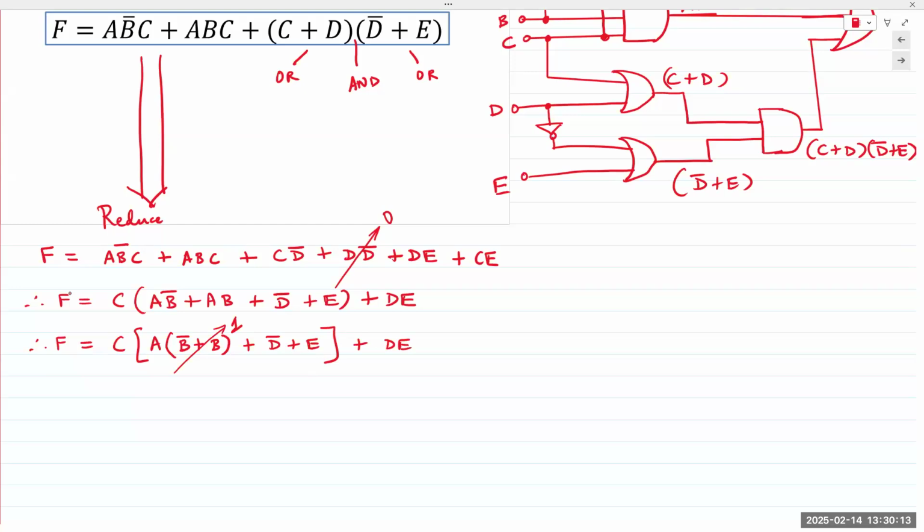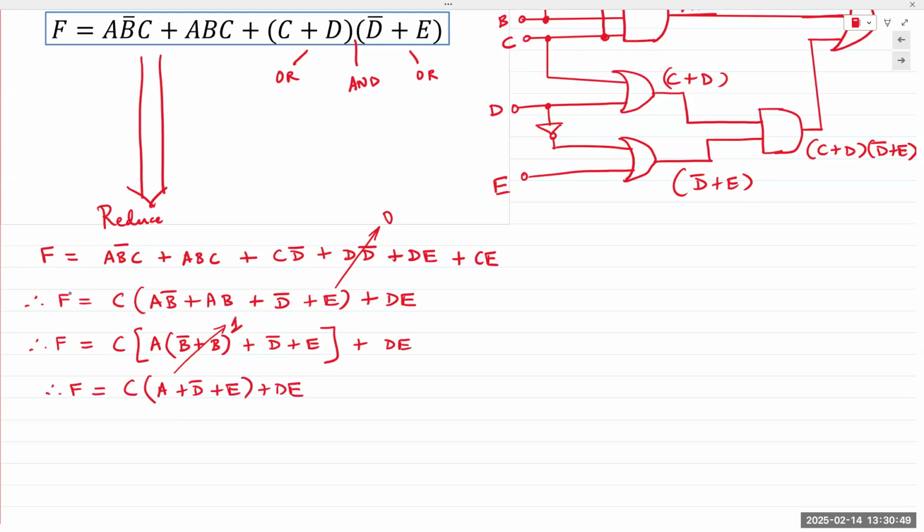B naught plus B reduces to 1. If B is 0, B naught is 1. So 0 plus 1 gives you 1. If B is 1, B naught is 0. And then again, 0 plus 1 gives you 1. So the sum of the input with its inverted input would give you 1, and the product would give you 0. So then I can write this expression as F is equal to C times A plus D naught plus E plus DE.